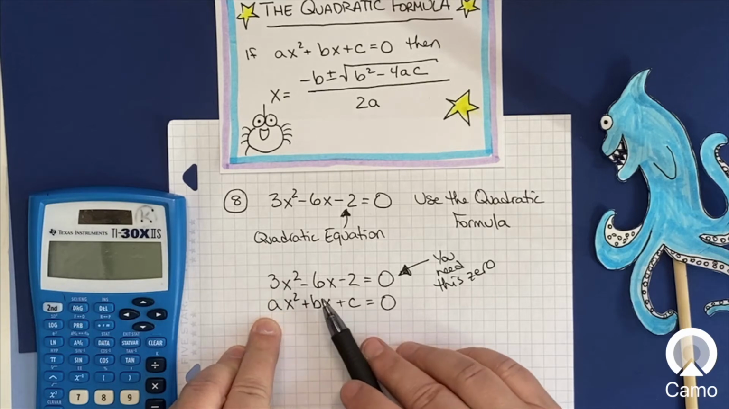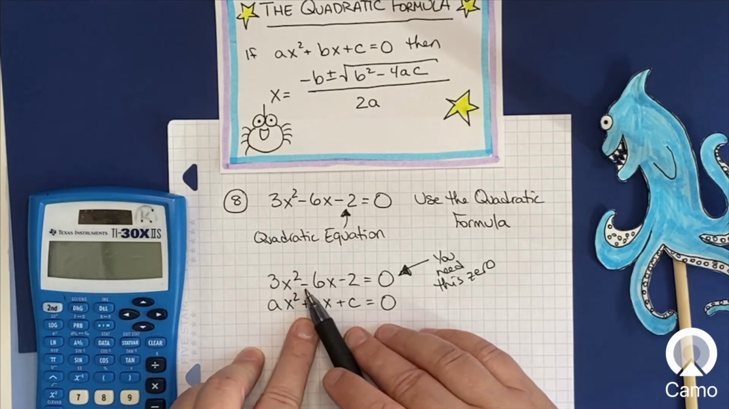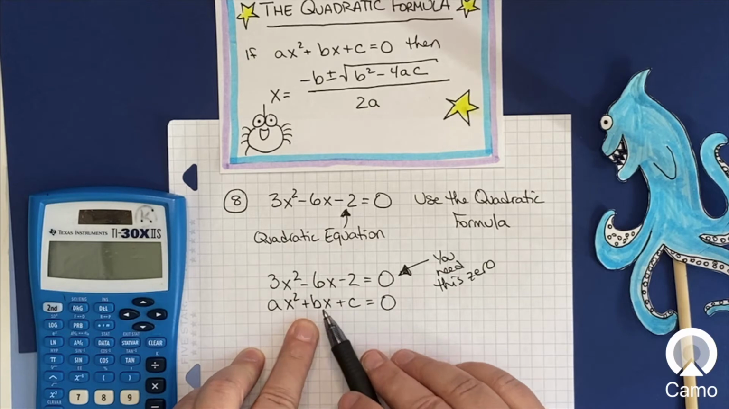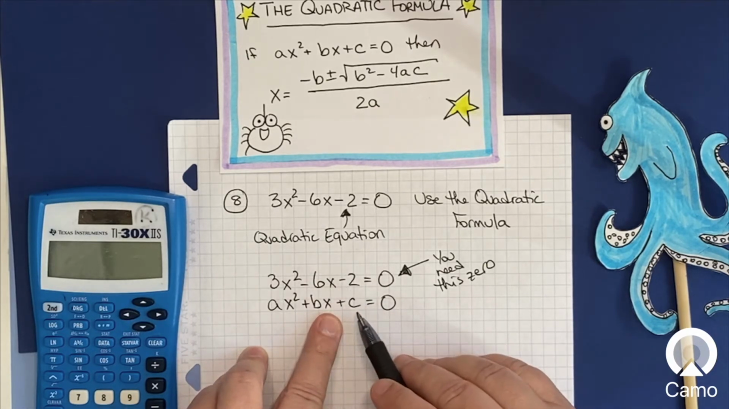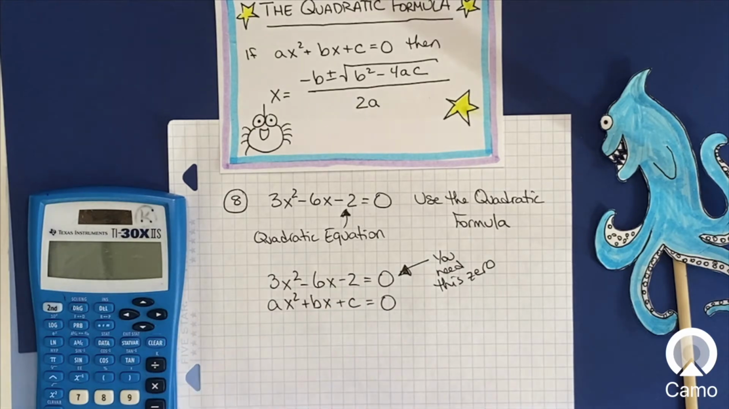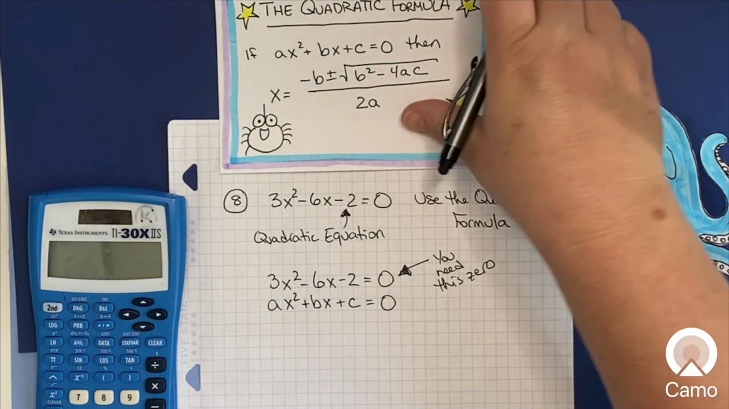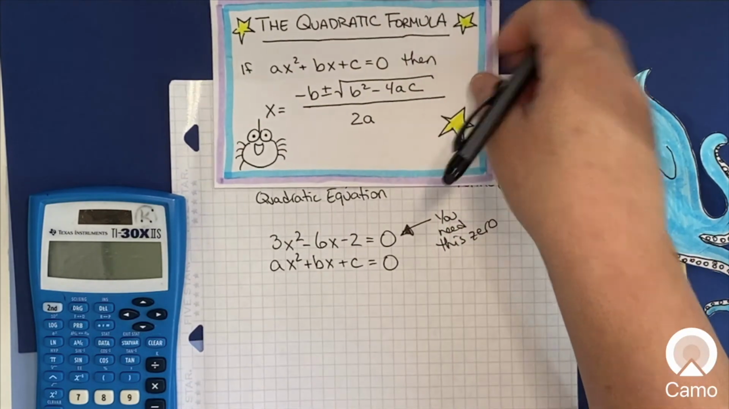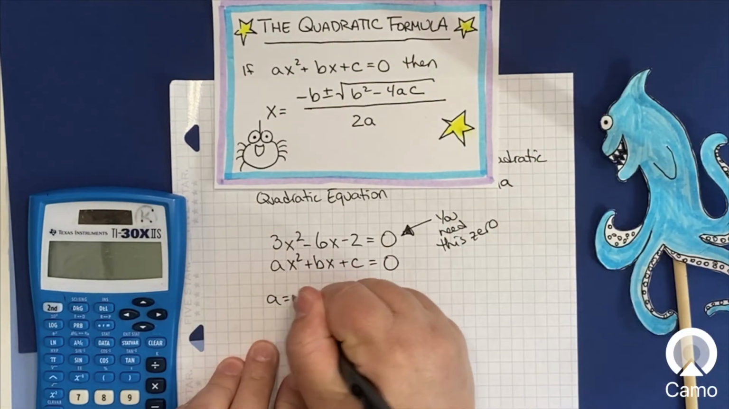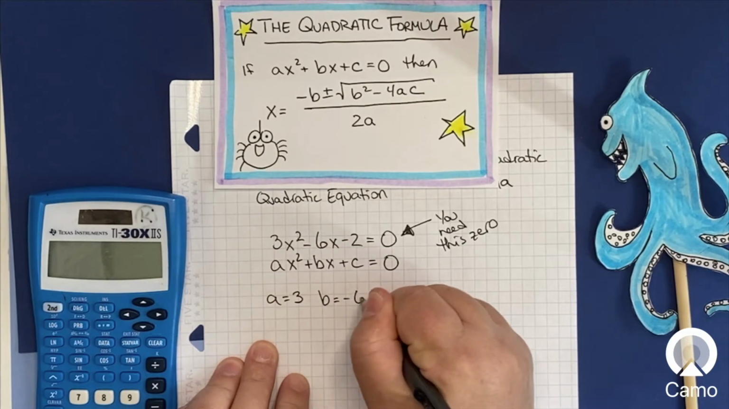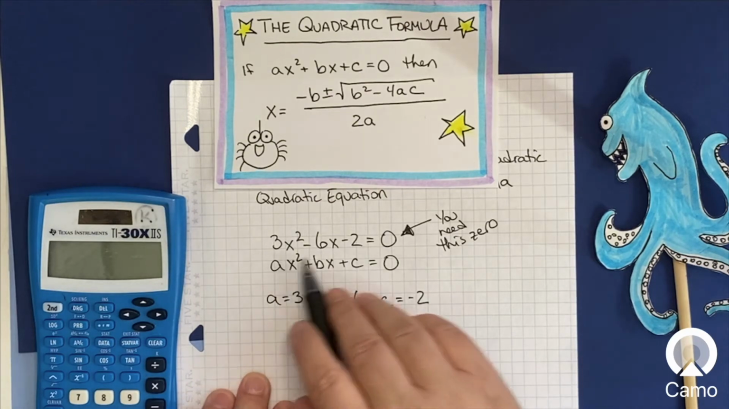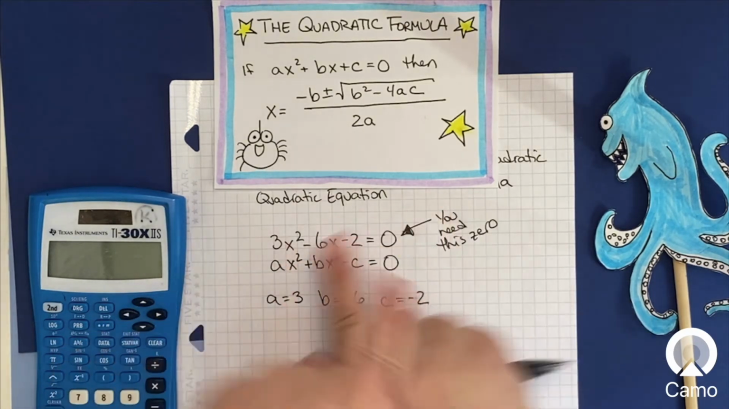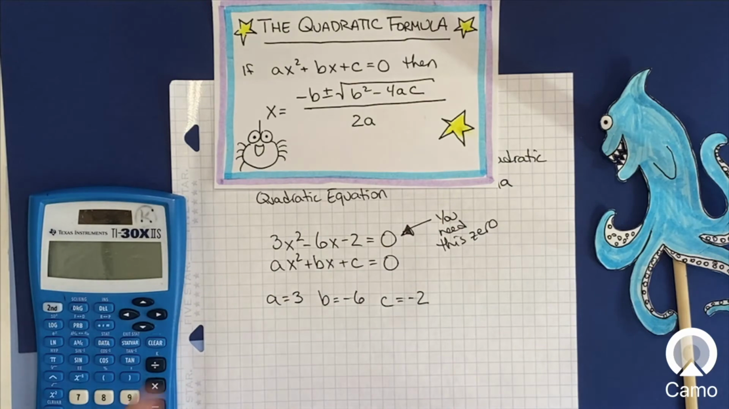But the first thing we need to do is make sure that our quadratic equation, this is a quadratic equation, is in the right form. We've got to make sure that this form is correct. So let's take a look. I've got 3x squared minus 6x minus 2 equals 0. The really important thing is that one side has to have a 0. So you need this 0.